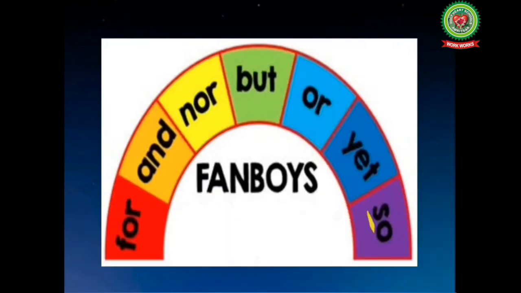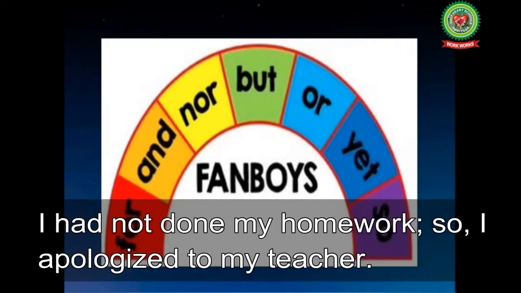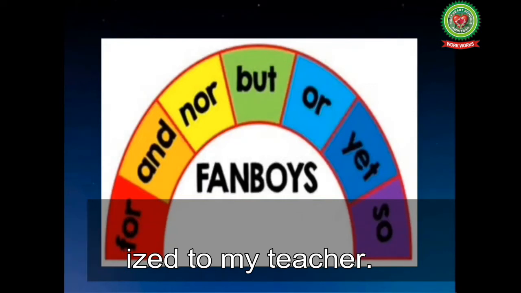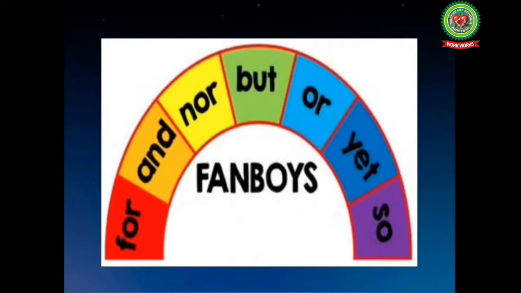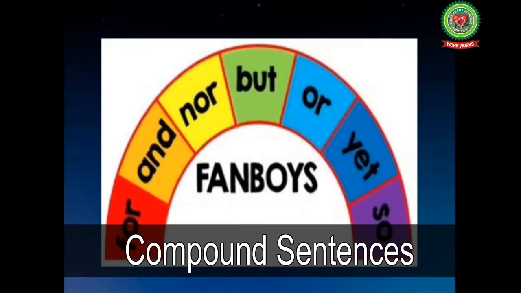Next is so. It presents a consequence or result. For example, I had not done my homework, so I apologized to my teacher. Children, we use coordinating conjunctions to form compound sentences.